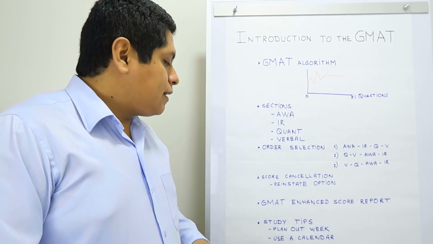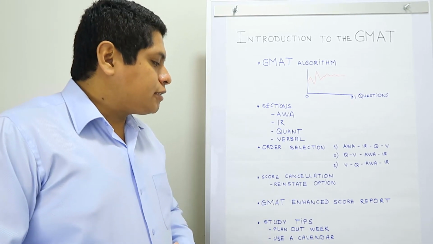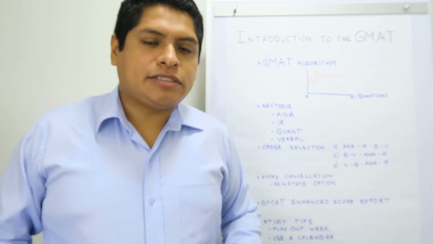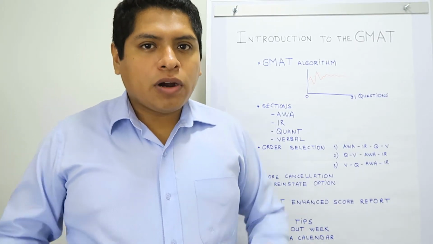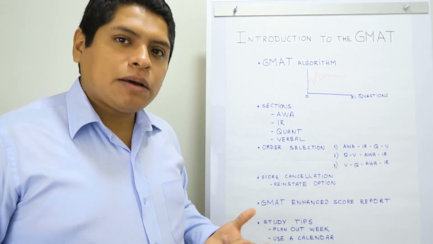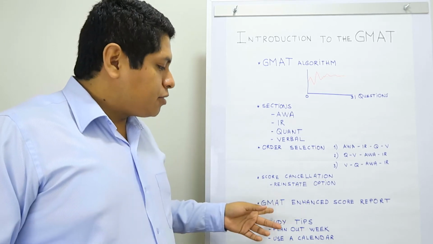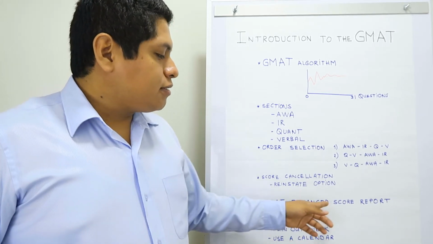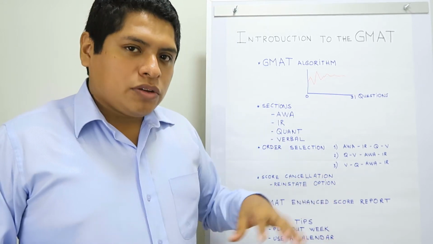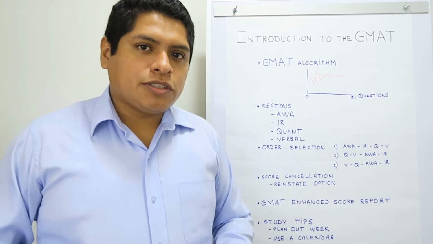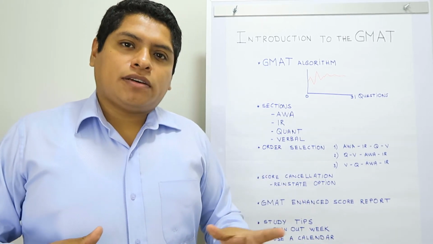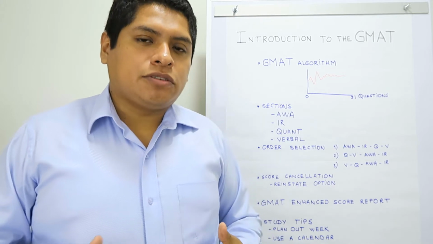Okay, next, after you have taken the exam, let's say for whatever reason you got that 670, and you're wondering, why in the world did I get 670? What happened during the exam? You can purchase the GMAT Enhanced Score Report. This usually takes about 24 hours to be available once you purchase, but what it gives you is an overall view of what happened during your exam.